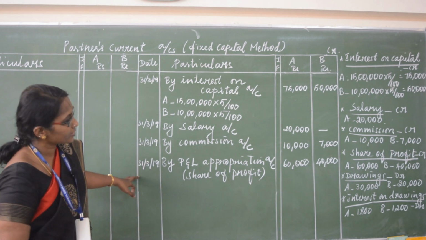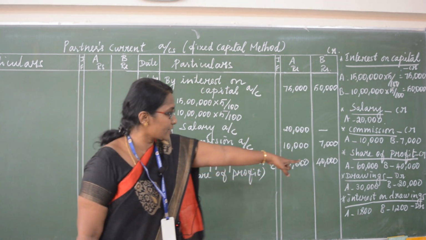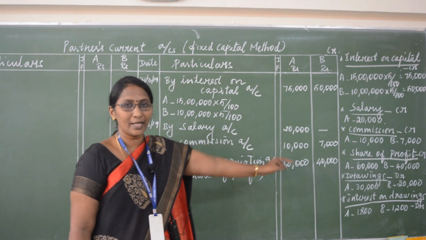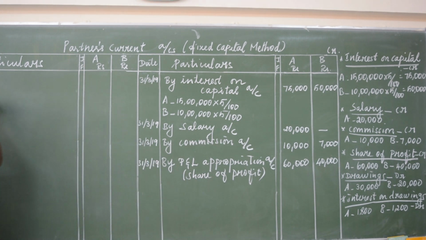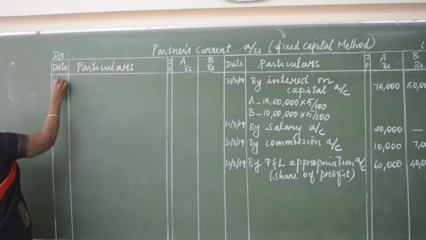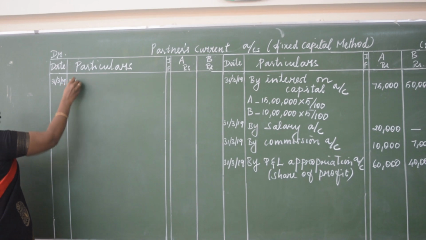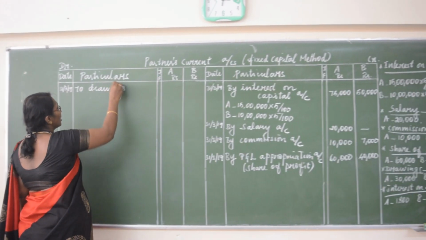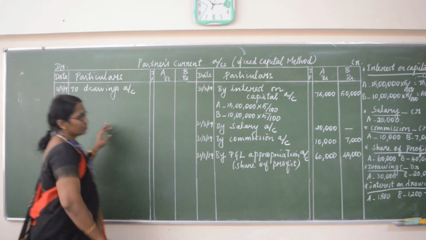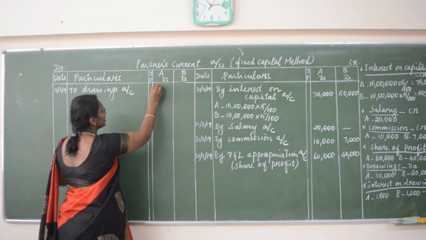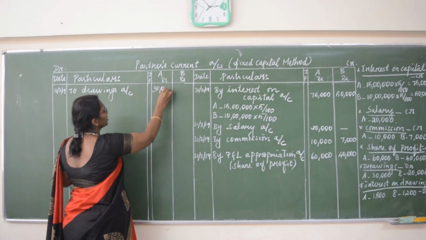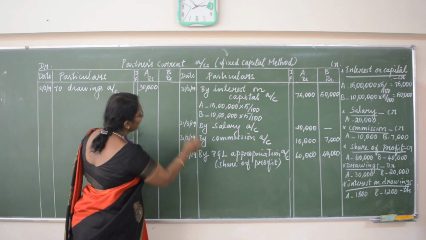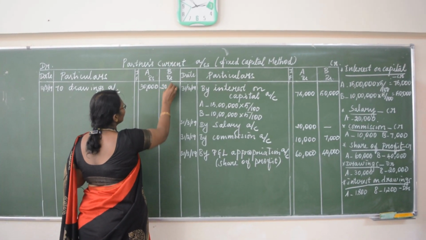And next to this, drawings. Drawings is a debit value. We have to enter it in debit side. So I write here in debit side, to drawings account. For A, 30,000 is given. So I write 30,000 for A. For B, it is 20,000.